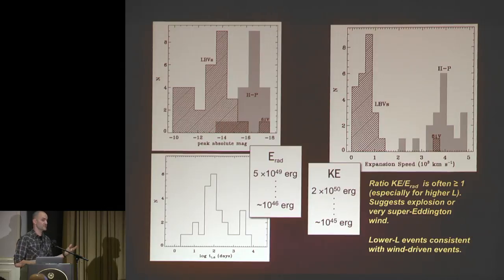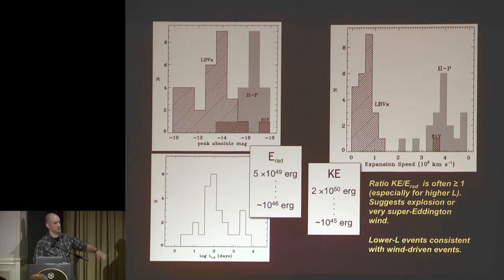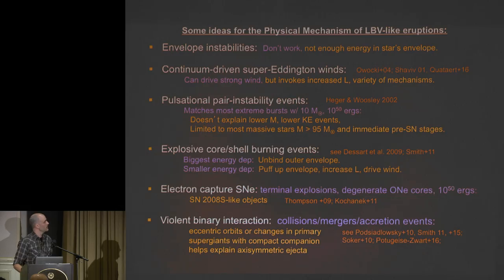At least line-driven winds are very, very inefficient. Usually the radiated energy is much greater than the wind mechanical energy. When that number gets close to one or significantly exceeds one, you're talking about very optically thick winds driven by runaway super Eddington mass loss, or a shockwave. So we really don't know what drives these things, though.